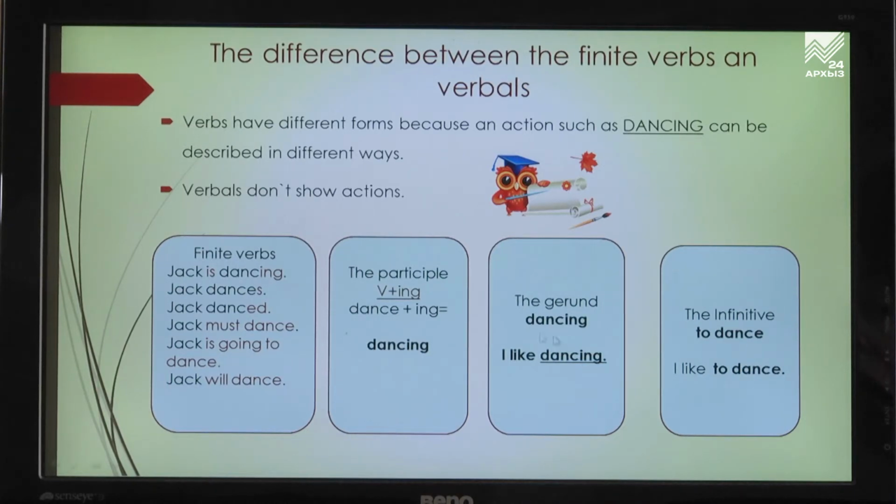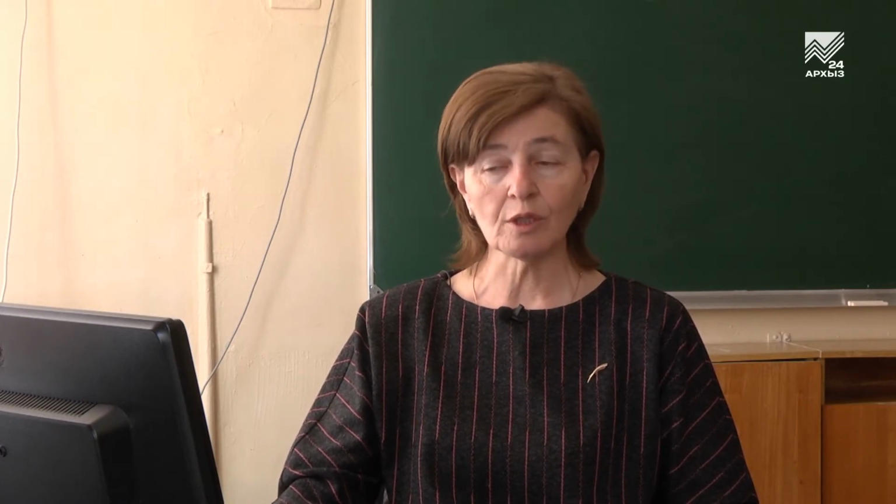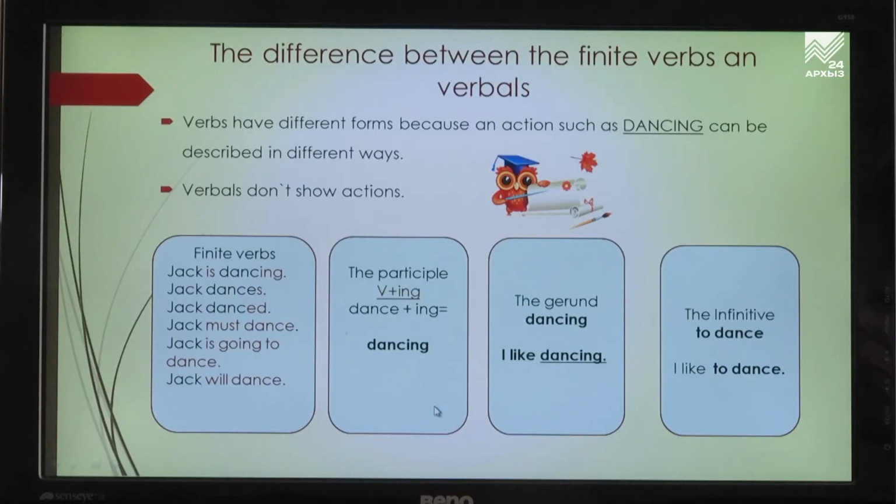The participle, we can't say I dancing. Мы не можем сказать I dancing. Причастие не имеет такой возможности формировать вот столько предложений, потому что не имеет таких форм, не может описывать действия. Только в такой форме, dancing, встречается причастие один.